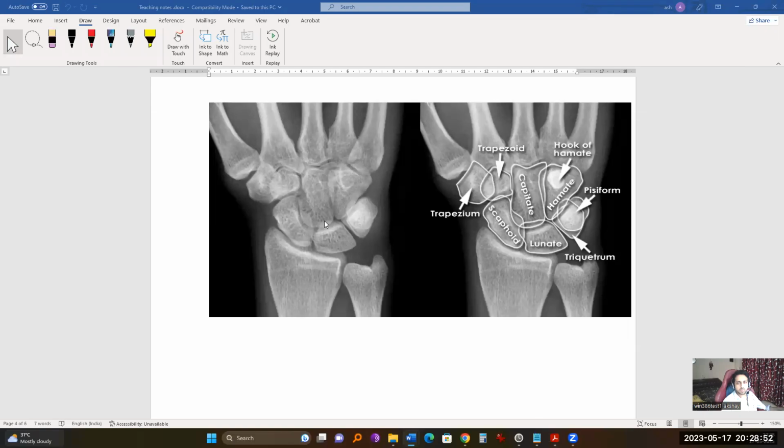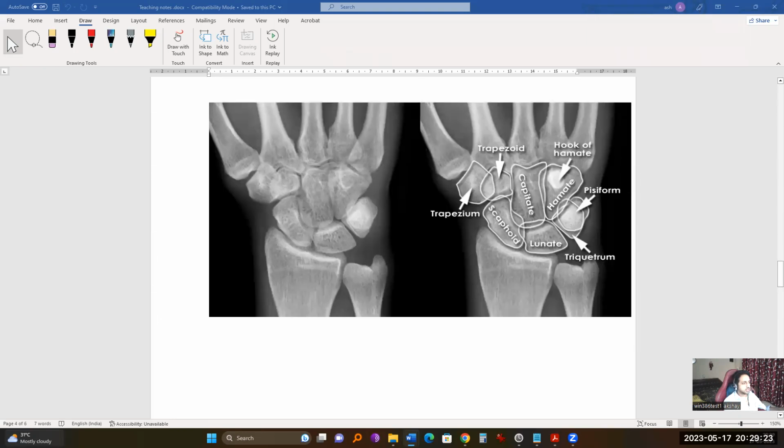Okay, now we'll start off with different site-specific entities. We'll start off with wrist and hand, then we'll progress to the forearm and the elbow, then shoulders. Like that, we'll cover different sites. Okay, so we'll start off with the wrist and hand.